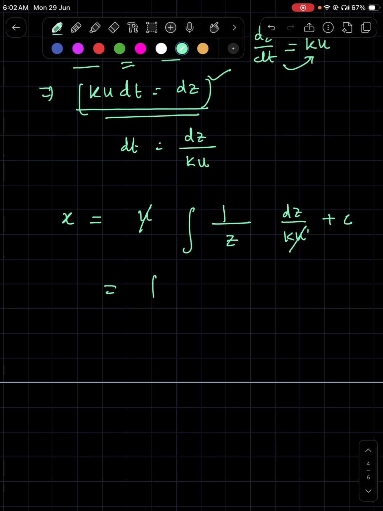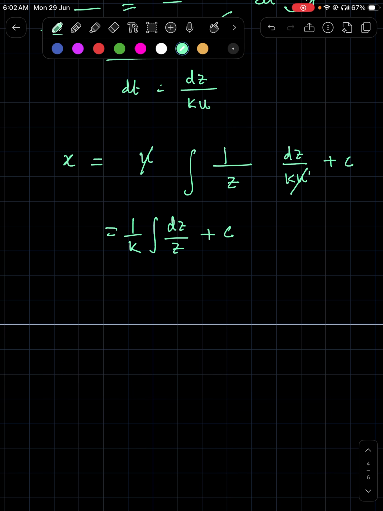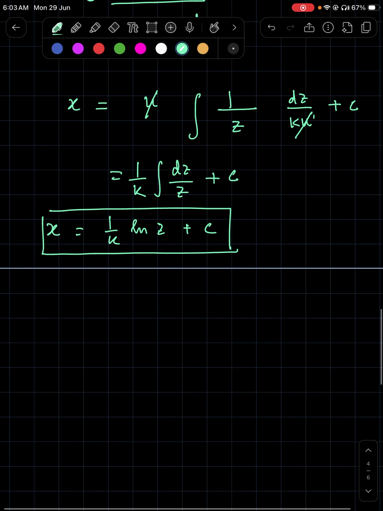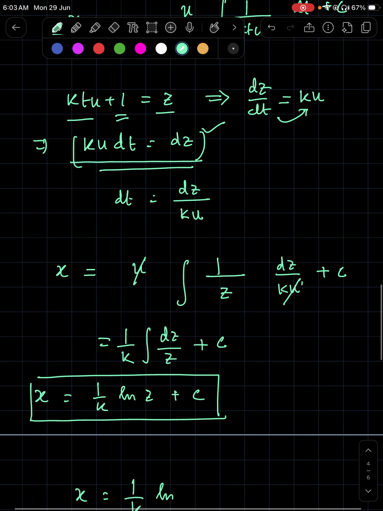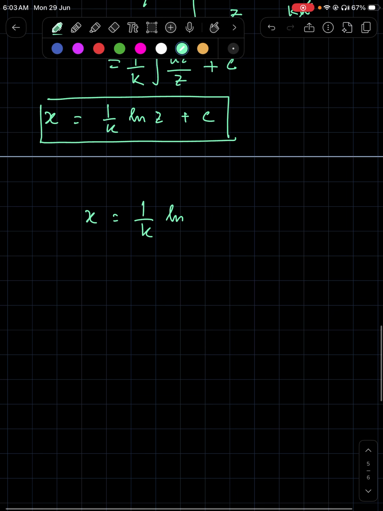So it becomes simply dz by z plus c, with a 1 by k factor outside of the integration. So x becomes 1 by k ln z plus c. That is the way to get the value of the distance at any instant of time. So x becomes 1 by k ln, what is z? We have picked z as ktu plus 1. So that is ktu plus 1 plus c.